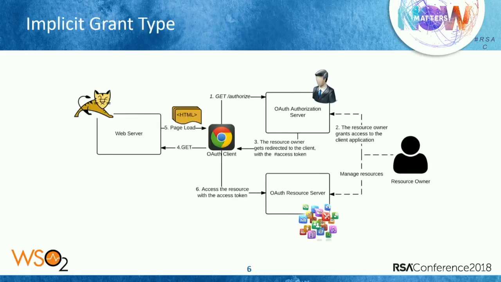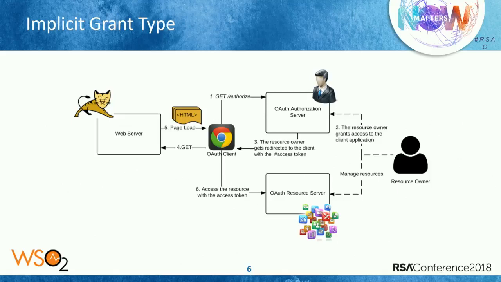This is implicit grant type. Now this is mostly obsolete. Earlier, some people used this for single page applications, but now this is not the recommended approach. The recommended approach is still to use the authorization code grant type with no client credentials.